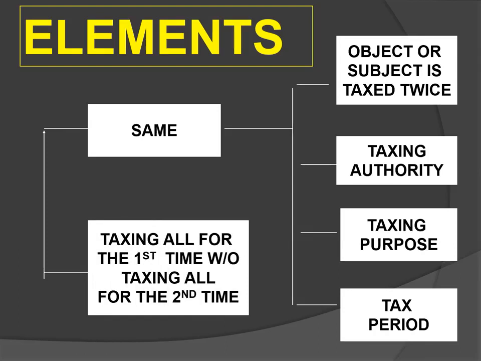The second element is taxing all for the first time without taxing all for the second time, without showing any valid reason why for the second time not all of them are going to be subject to tax. So this is now what makes it violative of the Constitution. Do not forget that the two must concur with each other. Absent one of the elements, then there is only indirect duplicate taxation, which does not violate the Equal Protection Clause and therefore could not nullify a tax measure.